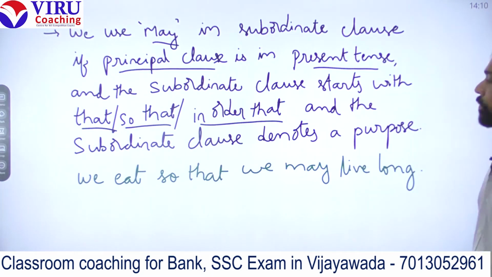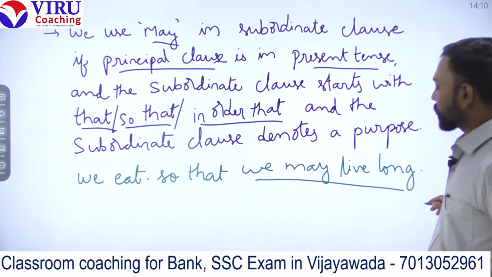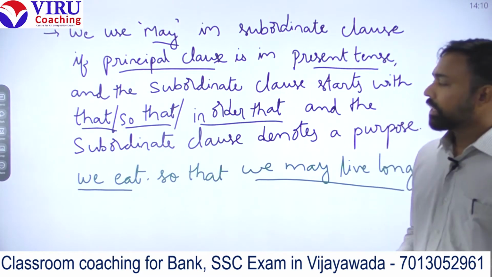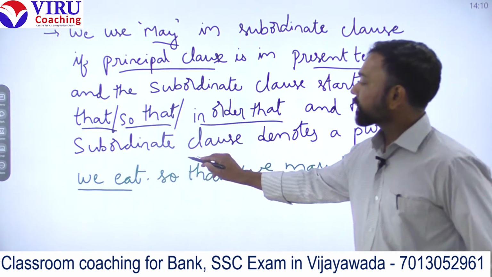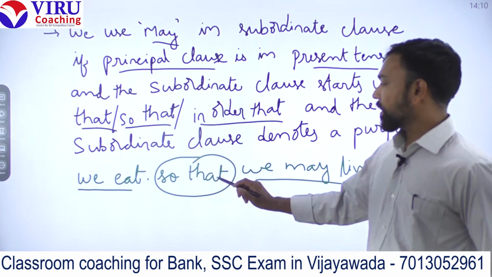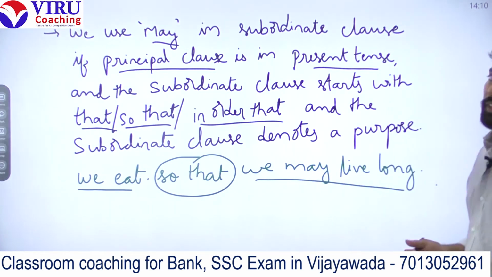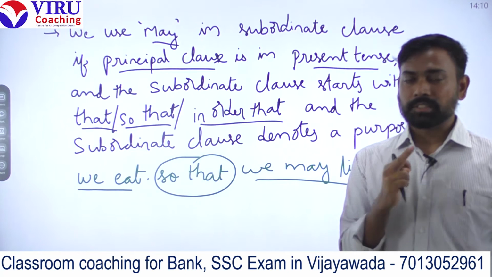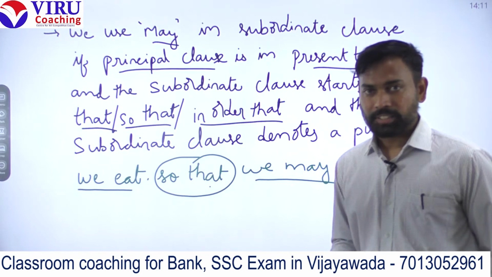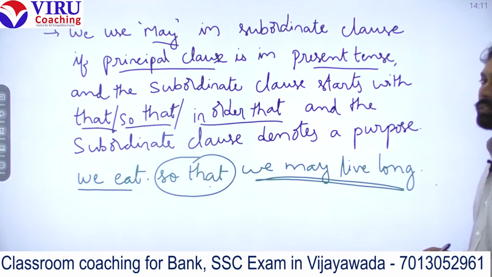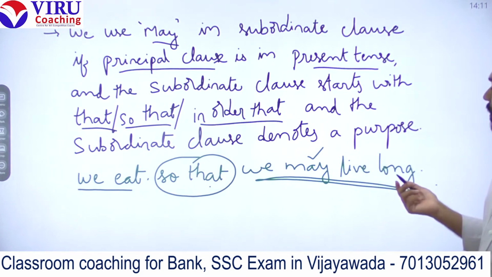Okay, see this example. We eat, this is the principal clause, and this is the subordinate clause. So we have two clauses here. This is the principal clause, we eat, which is in present tense. And it is connected by so that in this case. You can have that, so that, or in order that. We may live long. See, when you have two clauses here, the principal clause is simple present and it is connected by so that or that and in order that. And the later part, the subordinate clause, will have may. May will be used. We eat so that we may live long.